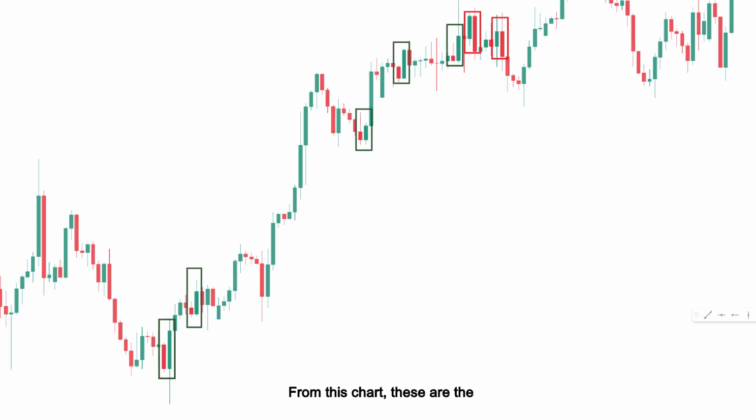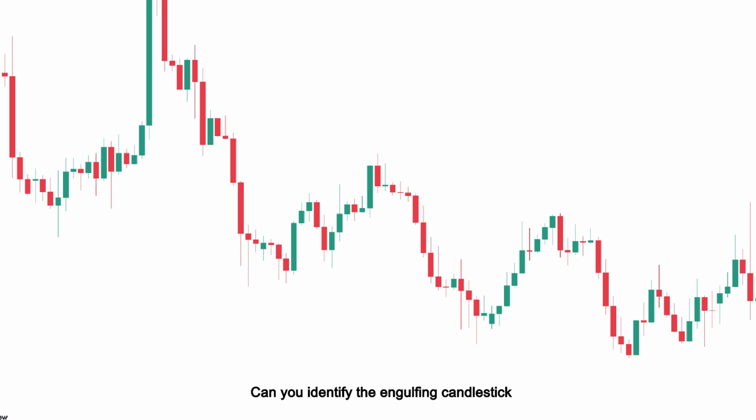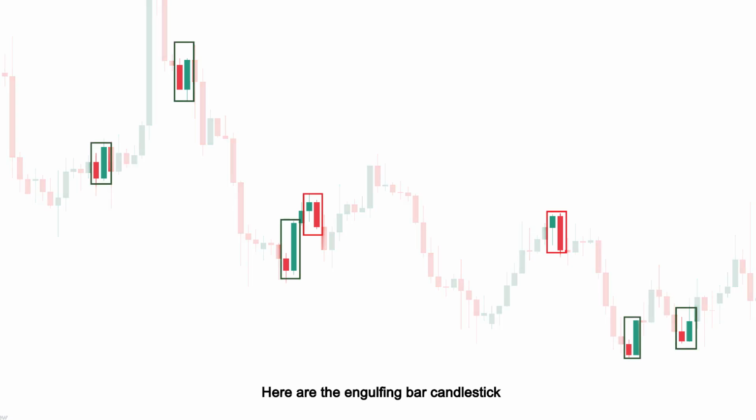From this chart, these are the engulfing bar candlestick patterns identified. Can you identify the engulfing candlestick patterns in this chart? Here are the engulfing bar candlestick patterns in this chart.